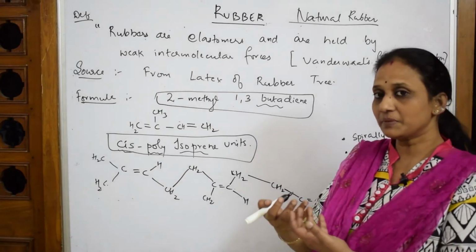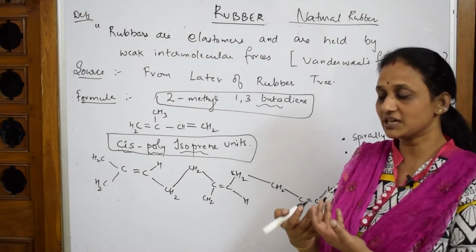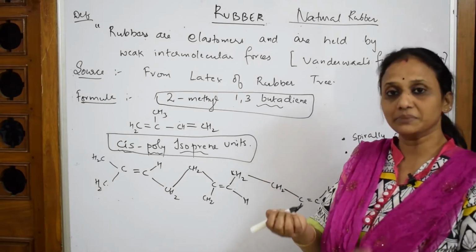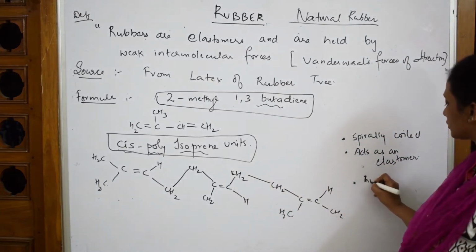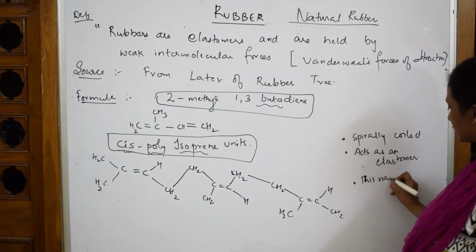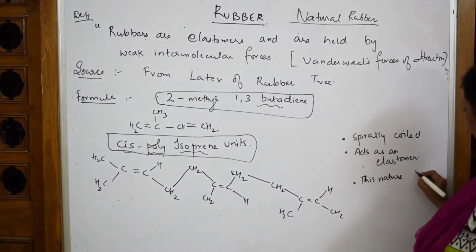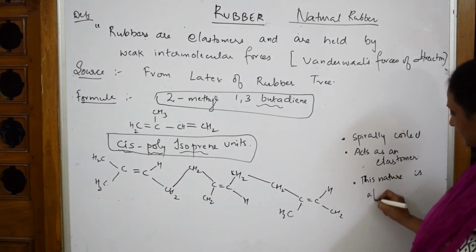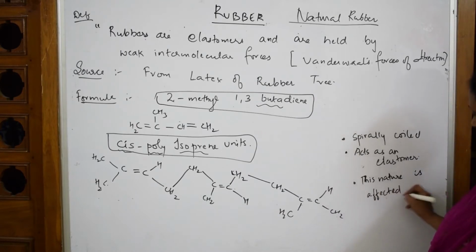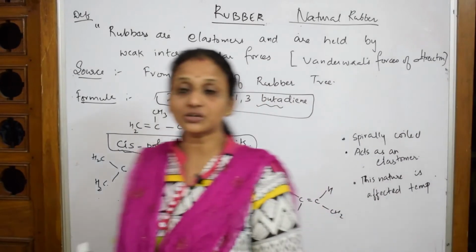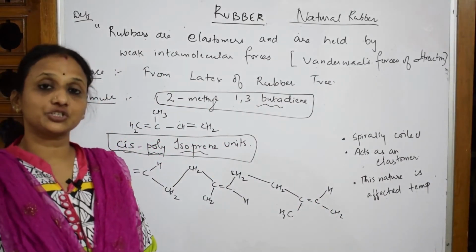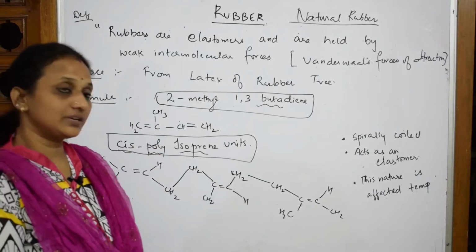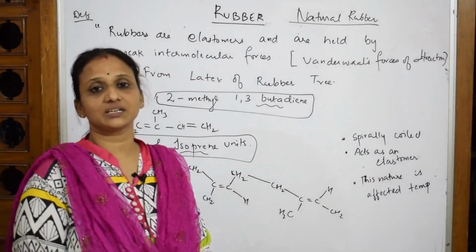Because of this spirally coiled structure, when I apply a certain amount of temperature on this, it's either going to become soft or it's going to become brittle, right? So this nature is affected by temperature. We will see what is the temperature. So now because of this particular concept, we are going to learn one more extension concept called vulcanization of rubber. So let's come back and learn what is the process of vulcanization.